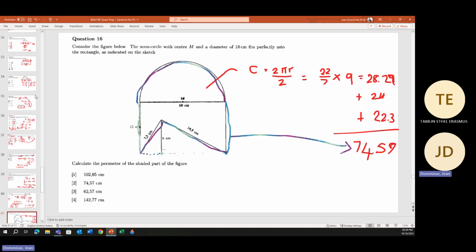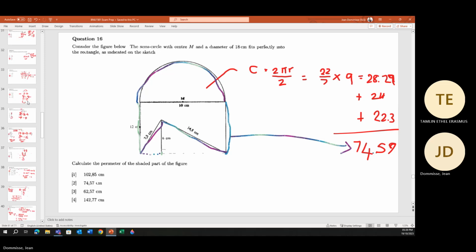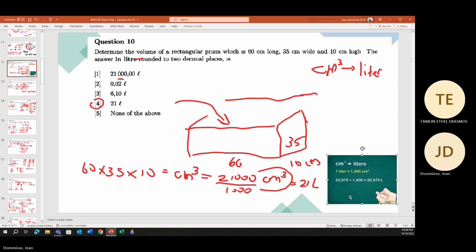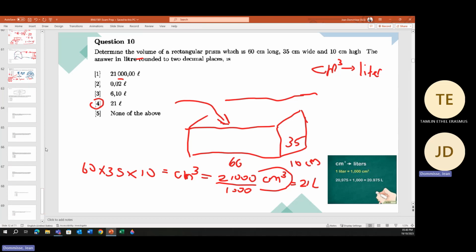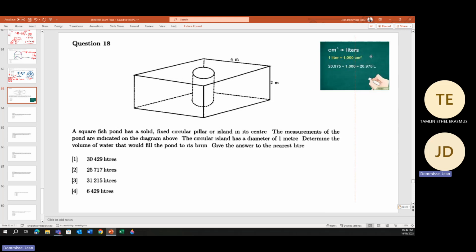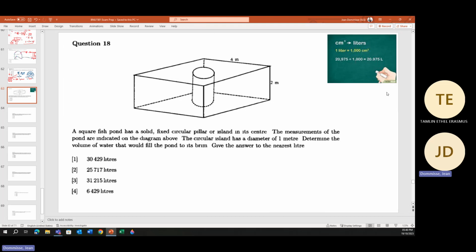And then what I am going to take from a previous question, just going to take that component. I know we're going to work here with meters, but just so that we get some idea of what we're going to work with. Okay, so in this diagram, they tell us if a square fish pond has a solid fixed circular pillar or island in its center. They tell us the measurements of the pond are indicated as above.